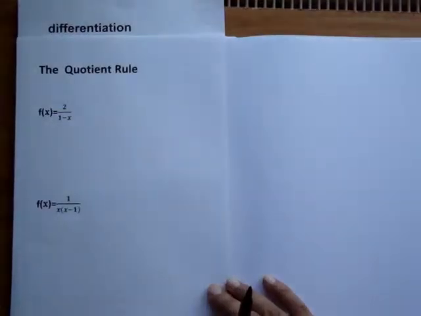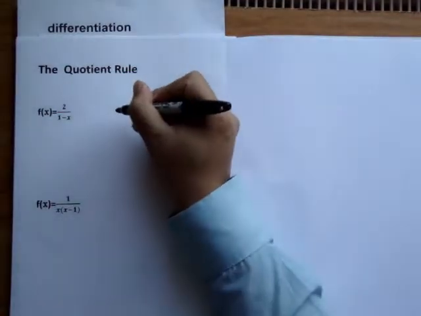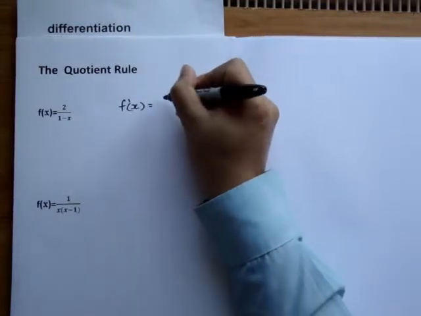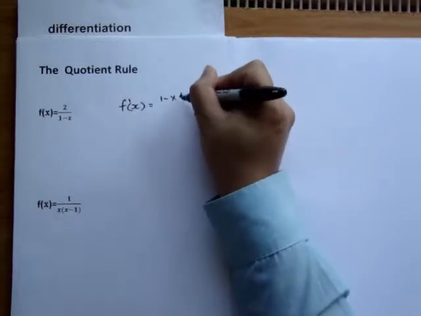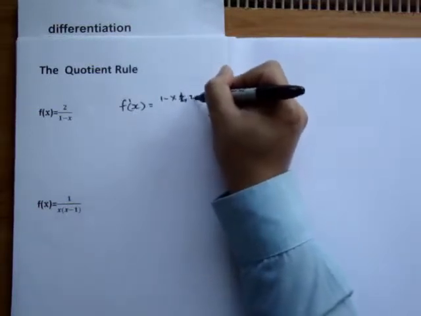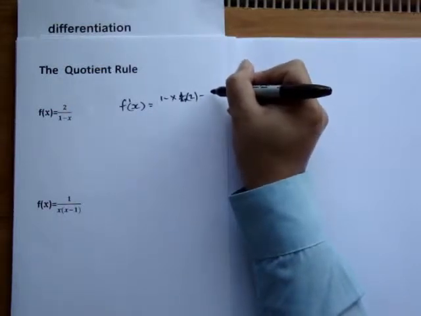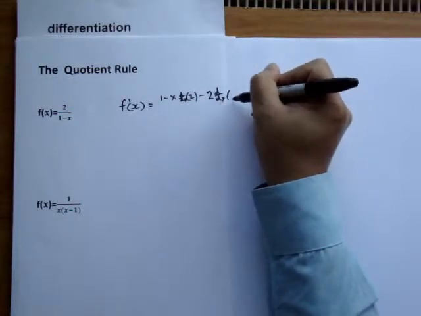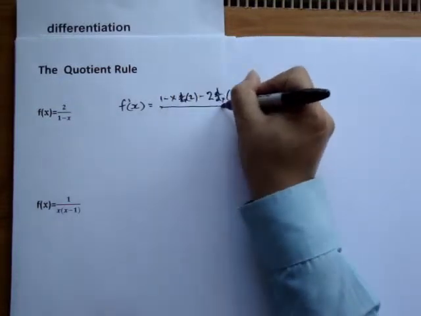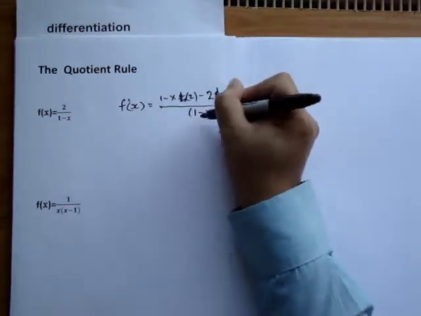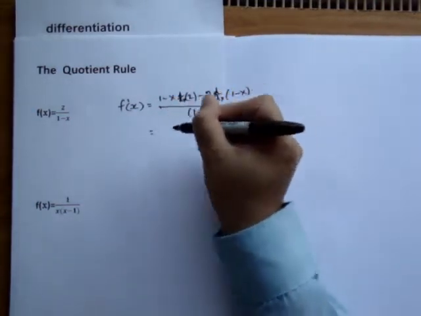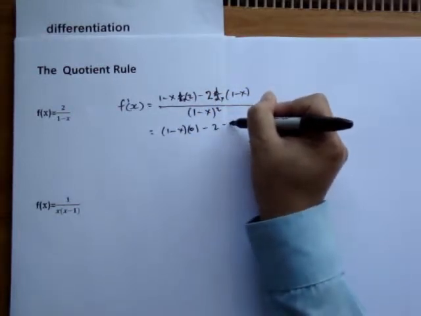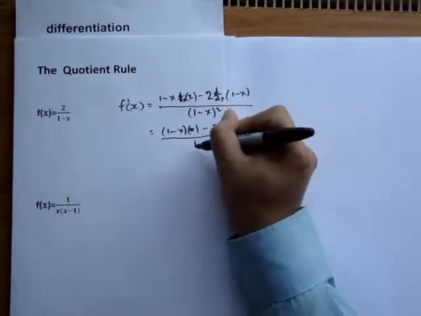Okay, some quick examples of using the quotient rule. So in this case, f prime of x, the derivative, equals 1 minus x, the denominator, times the derivative of 2, minus the numerator, which is 2, multiplied by the derivative of the denominator, all over the denominator squared, which equals 1 minus x times the derivative of 2, which is 0, minus 2 multiplied by minus 1, all over 1 minus x squared.